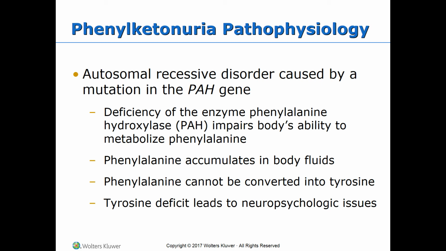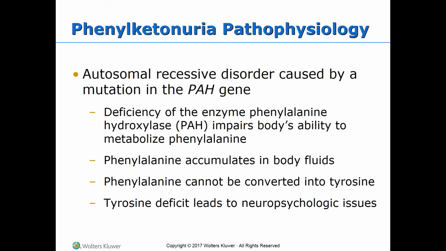Now, if you don't have this PAH enzyme, you will start accumulating phenylalanine within the body fluids. This is going to lead to byproducts that are toxic for the brain. Along with that, you have the absence of tyrosine, and tyrosine is necessary for the development of the brain. And phenylketonuria is inherited.